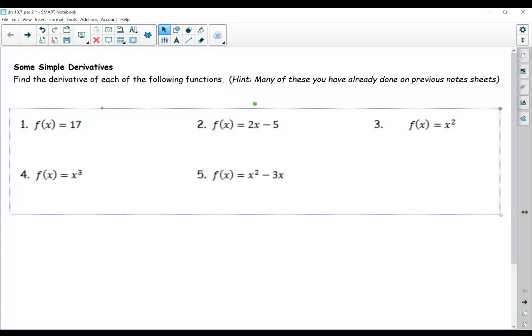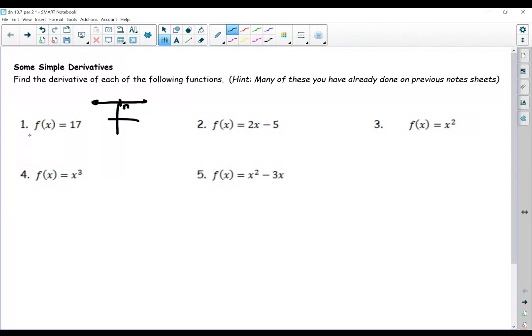So if f of x equals 17, that means if I were to think about that function, it's just a horizontal line at a height of 17. Its slope is always 0, so f prime of x would equal 0 here. If I had f of x equals 2x minus 5, 2x minus 5 is a linear function with a slope of 2. Which means that every point has a slope of 2, and the derivative here would be a constant 2.